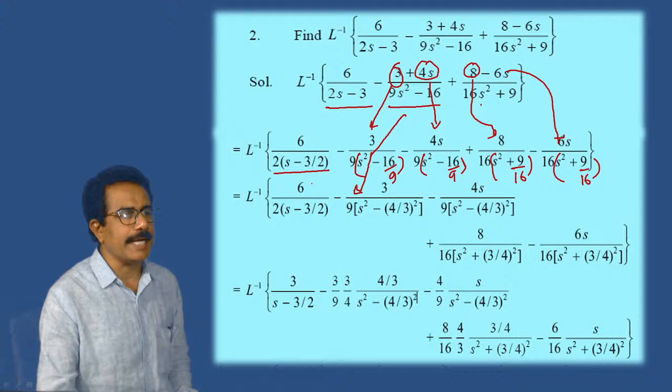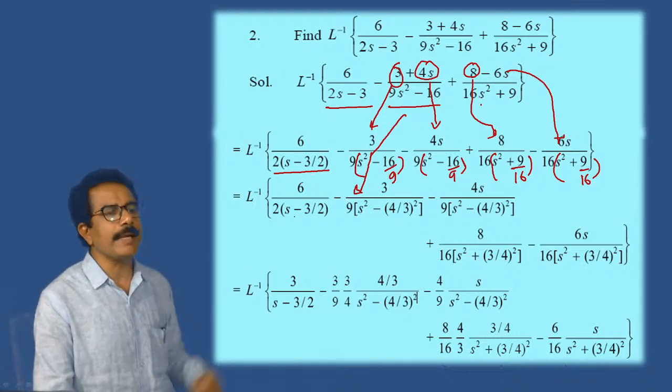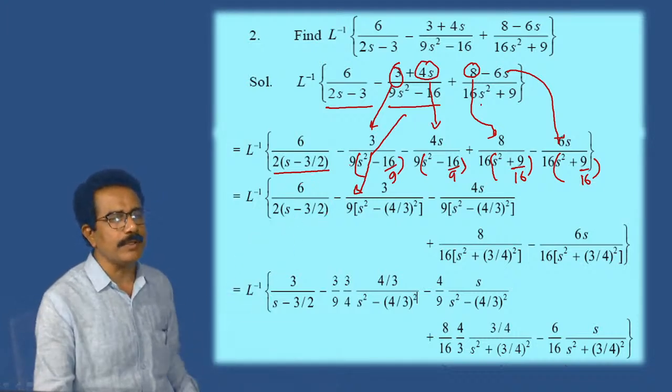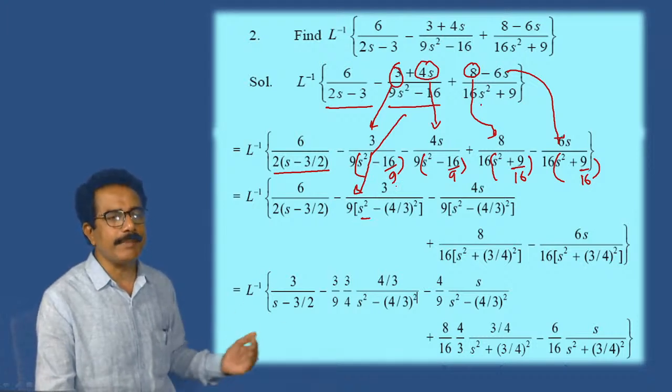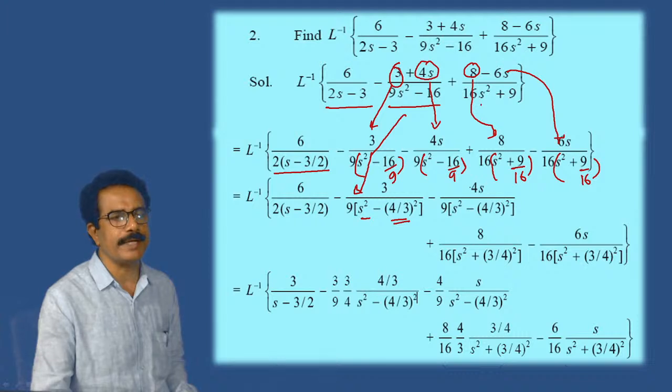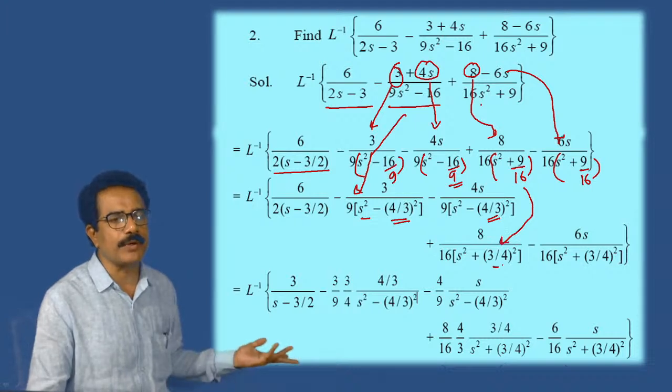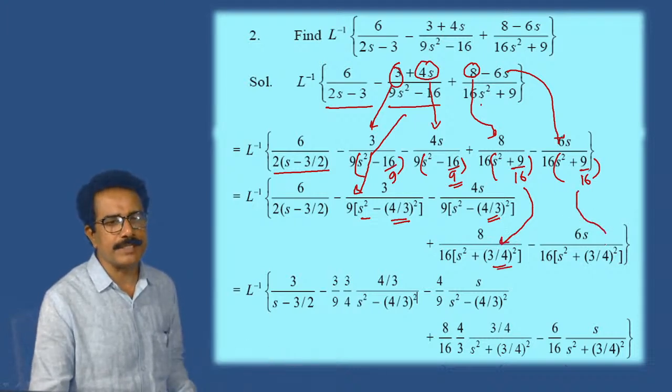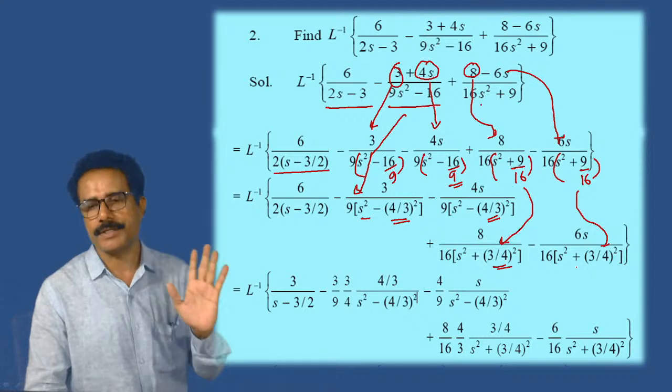So we can write 6 divided by 2 into s minus 3 by 2, 9 in a bracket, same for the second, s square minus 16 by 9 means 4 by 3 bracket square, again 16 by 9 means 4 by 3 bracket square, 9 by 16 means 3 by 4 bracket square, again 9 by 16 means 3 by 4 bracket square.